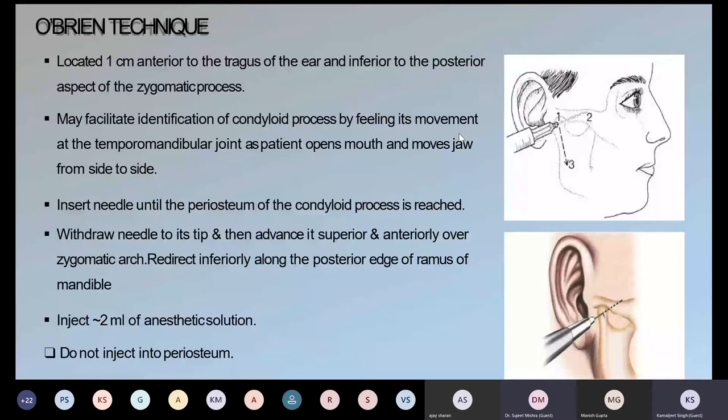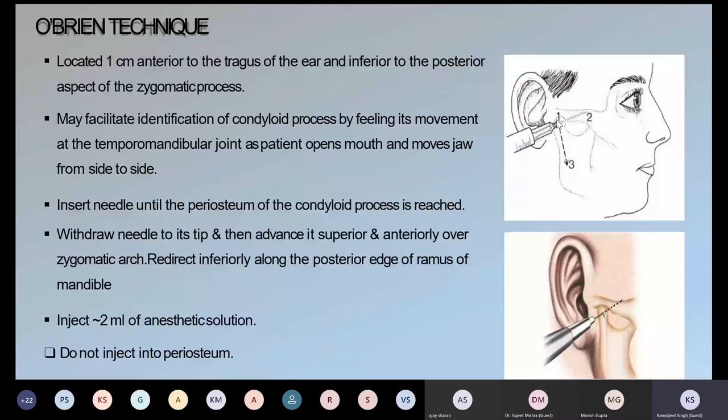One centimeter below the temporomandibular joint, you take this needle and you have to feel the temporomandibular joint by asking the patient to close and open the mouth. So you can feel the temporomandibular joint. And 1 centimeter beneath that, you go and inject it into the condyle.